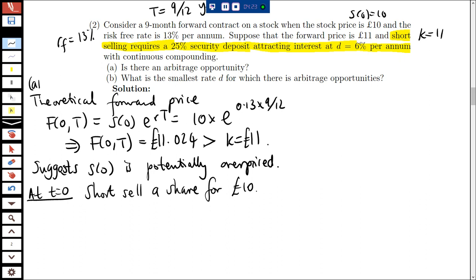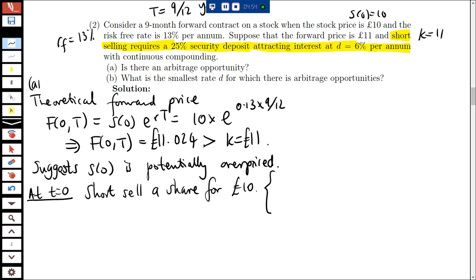Suppose that the forward is 11 quid and shorting requires. So we got some details to process here. So we have 25% deposit. So if we're short selling, so suppose the forward is £11 and short selling requires a 25% security deposit per annum with continuous compounding.